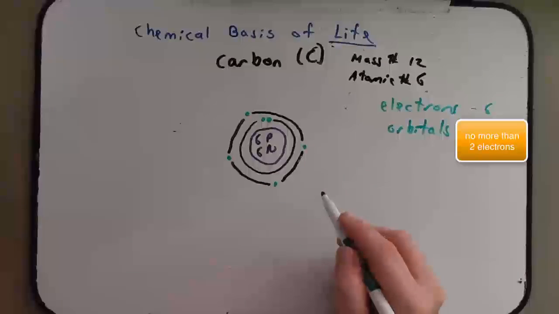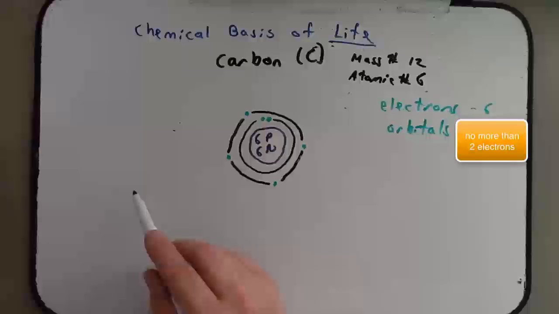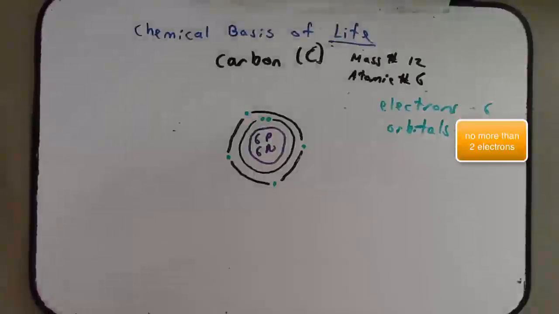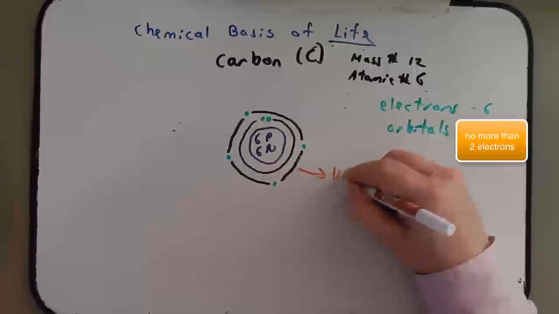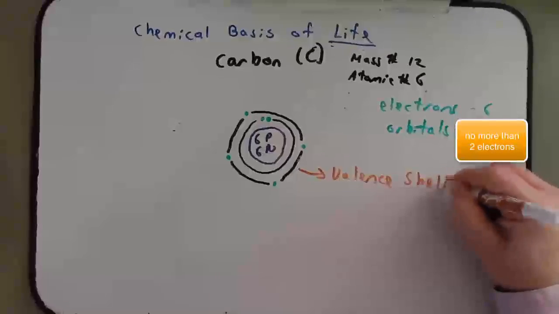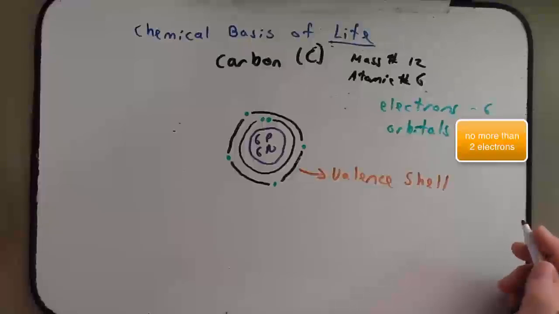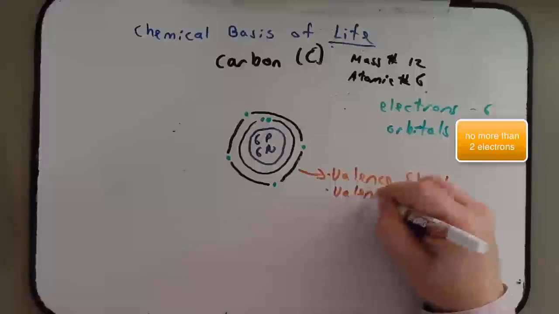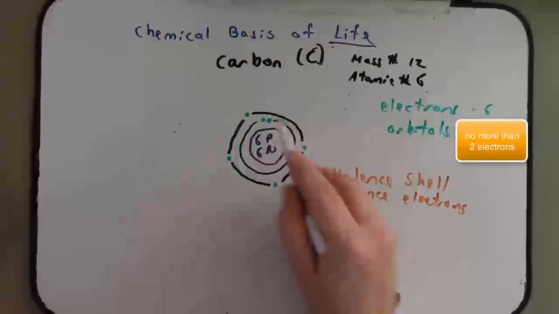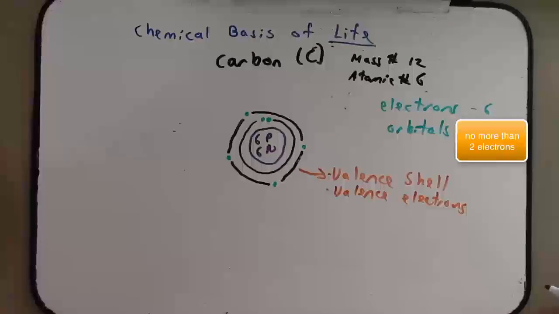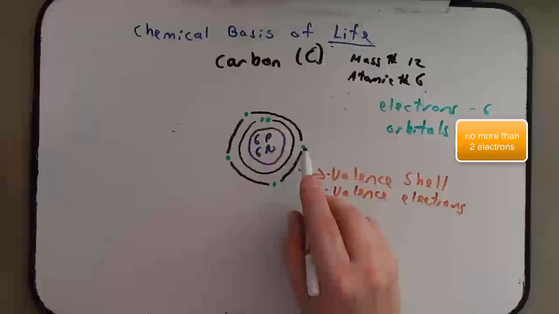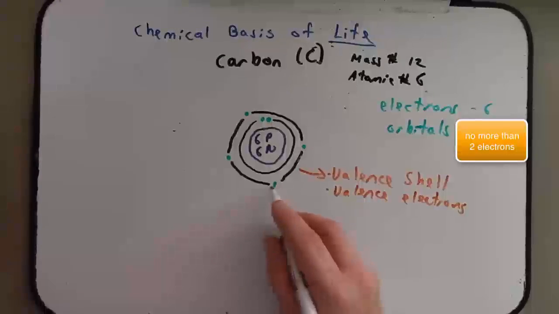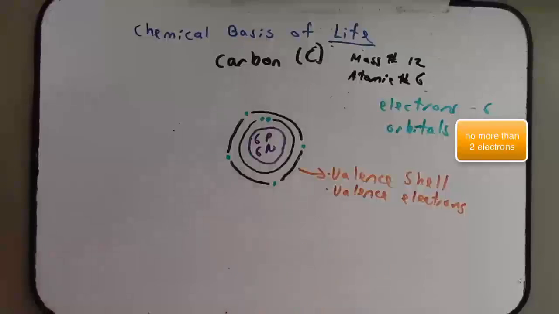This outer shell, whether we're talking about 1, 2, 3, or 4, but in this case, carbon, we're talking about the second shell, is referred to as the valence shell. The valence shell is the outer electron shell of an atom, and we call these electrons valence electrons. These are the ones that are going to be involved in chemical reactions. We'll see in a moment that we have 4 of these electrons, all of them unpaired, so they can be involved in 4 separate chemical reactions.